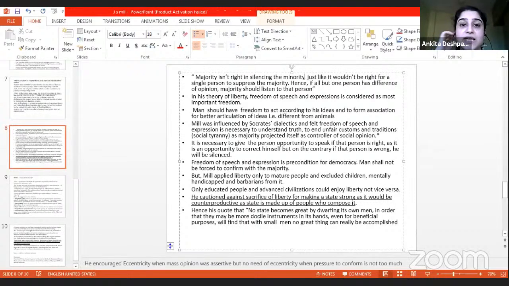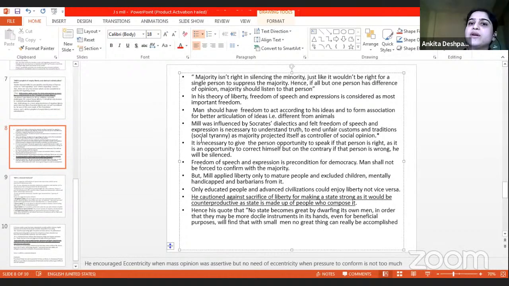All right, so that's the reason why he says, when a single person cannot suppress a majority, the same way a majority cannot suppress one person. Basically meaning everybody has a right to express his or her opinion. Whether it is right or wrong will be decided. Now how will you decide whether an expression or a particular thought is right or wrong?